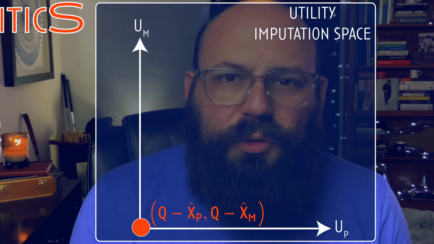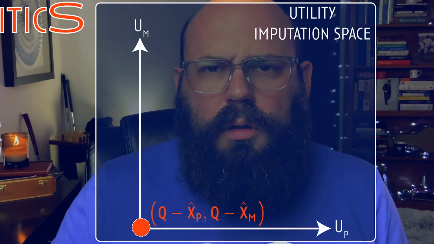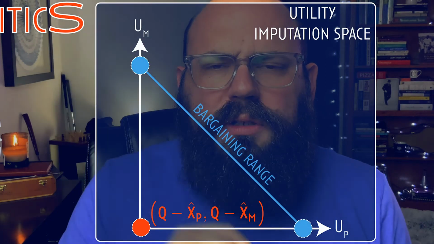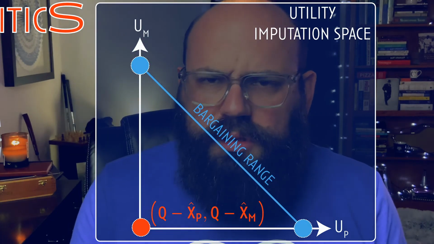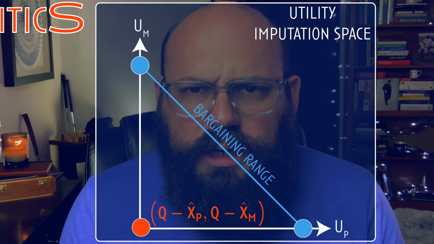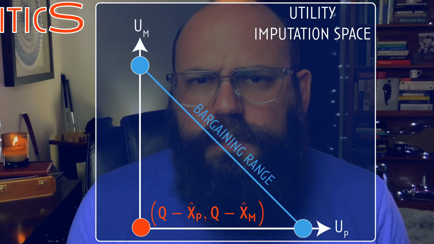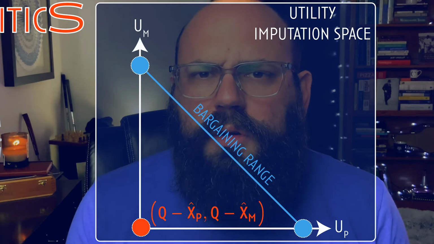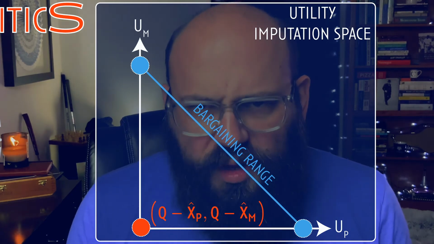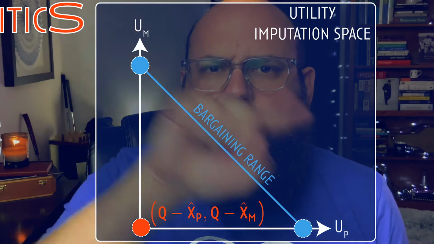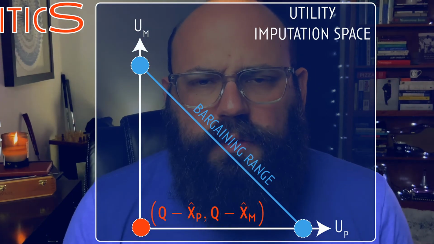That's the negative absolute value of that. And what's going on here is there's a Pareto frontier of utility imputations that both parties prefer. There's a bargaining range that both parties prefer that are Pareto efficient and both parties prefer to the disagreement point. An interesting question is, how would you characterize the Pareto frontier in this model?